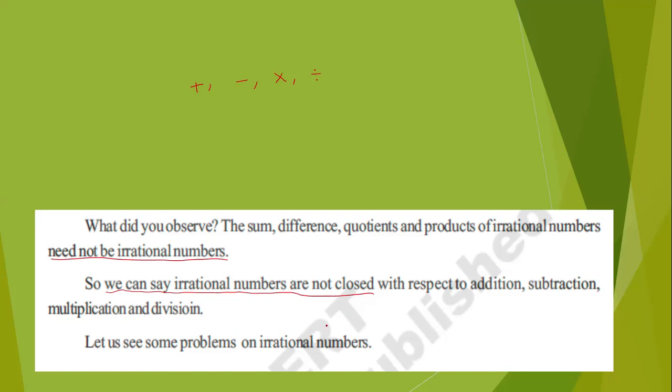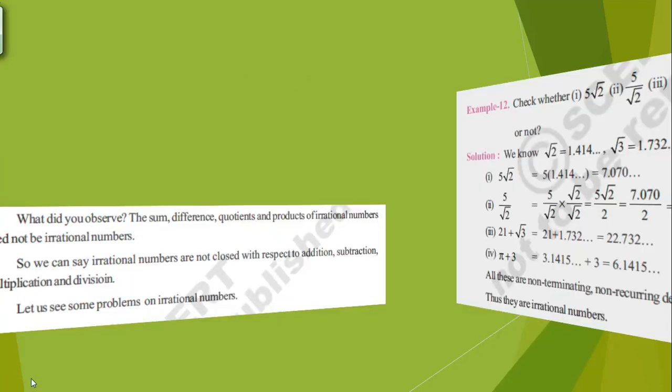But in the above examples you may observe that in addition, subtraction, multiplication and division, all four examples give us a rational number. Hence the irrational numbers are not closed under these four operations: addition, subtraction, multiplication and division. Let us see some problems on irrational numbers in the next slide.